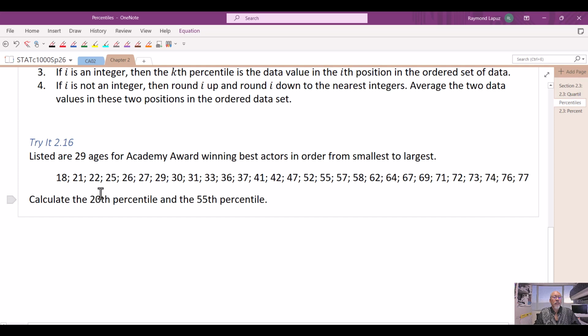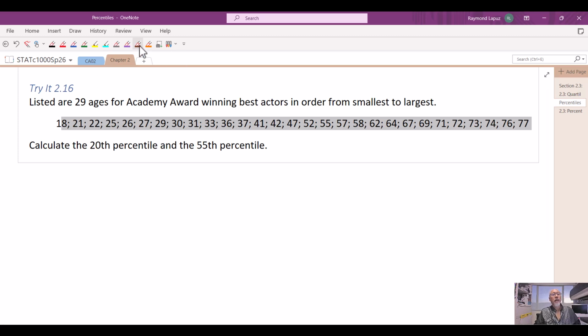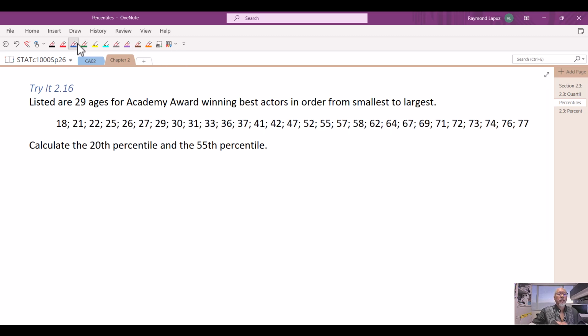Okay, so here's our example. We have a list of 29 ages of Academy Award winners, and this is the list. Fortunately, it's already in order. That's great. So let's calculate the 20th and 55th percentile. Let's do the 20th percentile first.